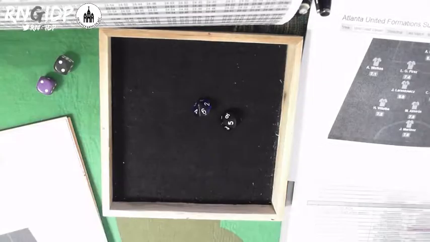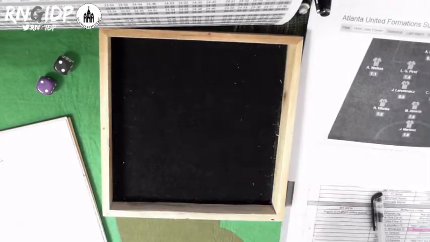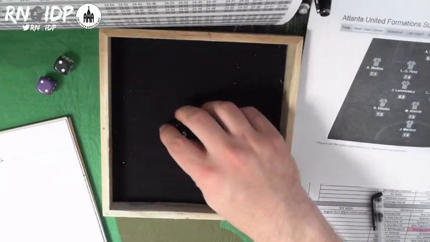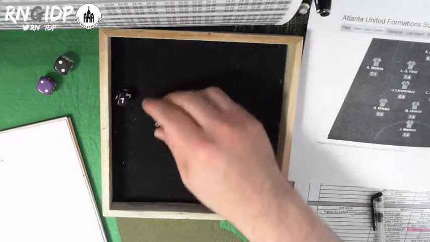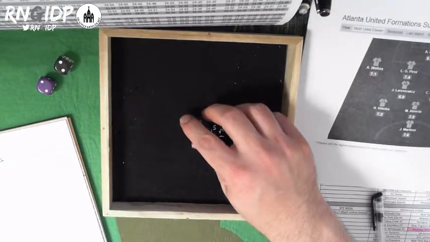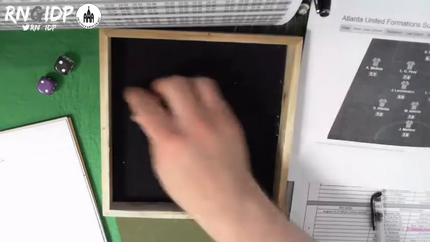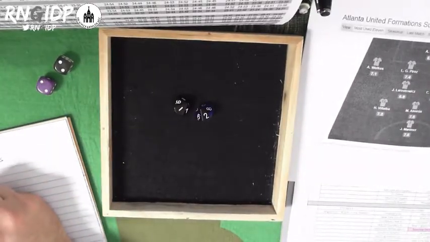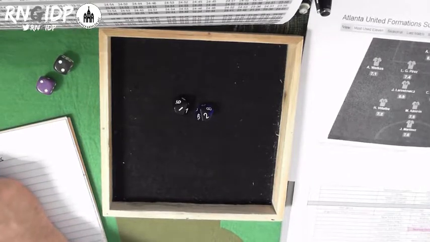All right. So goal scoring, let's check it out. That's a 59, so that will be a midfielder. 57 is midfielder 2 or 3. It will be midfielder 2 with the goal. So Tommy Thompson gets the first goal.